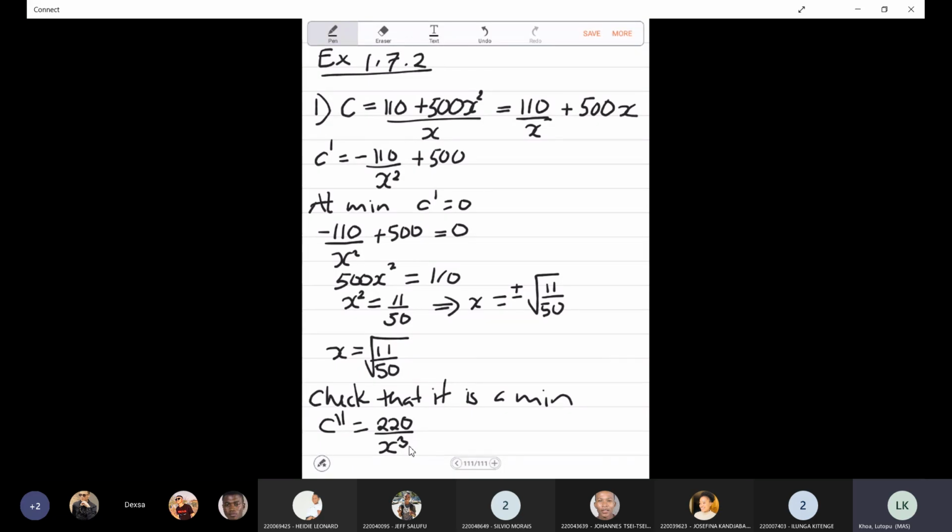Okay, I don't need to actually work out the value. I can tell that my answer is going to be positive because my numerator is positive. I'm substituting a positive x, and when I cube a positive number, my answer is positive. So I'll have positive divided by positive, my answer will be positive. But just to show, C double prime of the square root of 11 over 50 is 220 over the square root of 11 over 50 to the power of 3, and this is greater than 0. And we know that when our second derivative is positive, then we have a minimum.